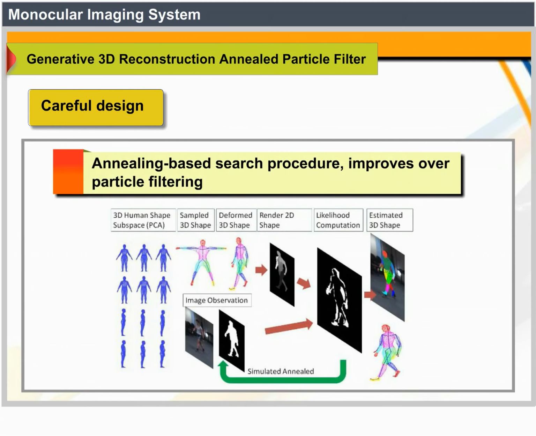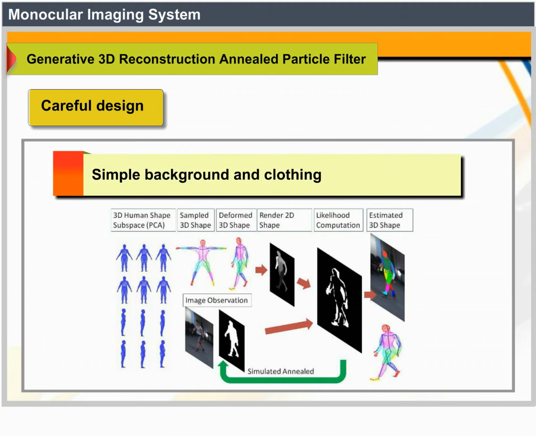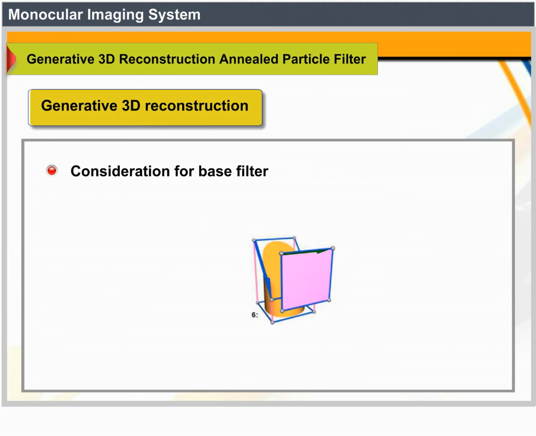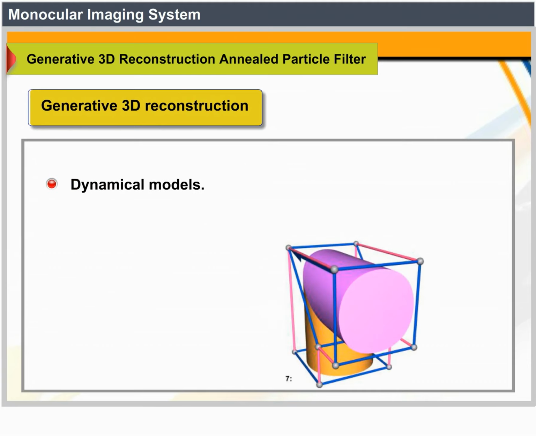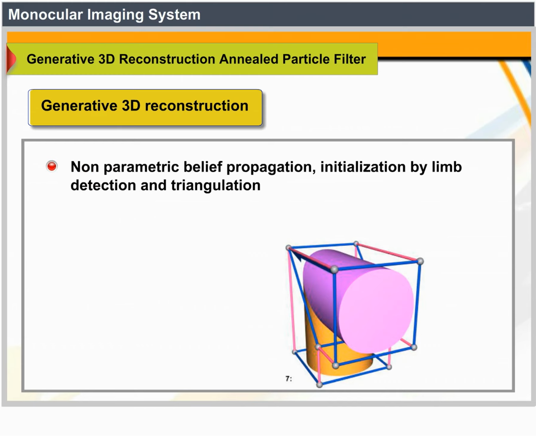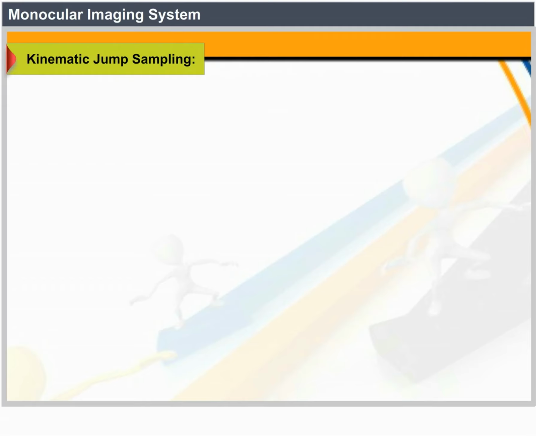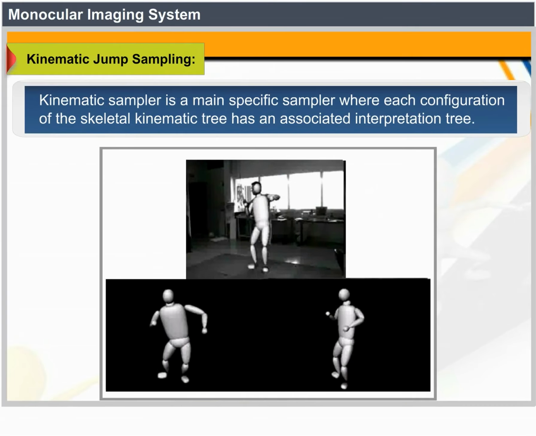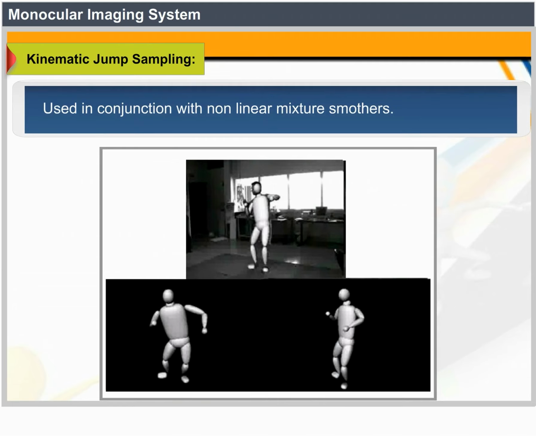Simple background and clothing. Generative 3D reconstruction. Condensation-based filter. Dynamical models. Careful learning of observations, likelihood distributions. Non-parametric belief propagation, initialization by limb detection and triangulation. Kinematic jump sampling. Kinematic sampler is a model-specific sampler where each configuration of the skeletal kinematic tree has an associated interpretation tree. Used in conjunction with nonlinear mixture smoothers.